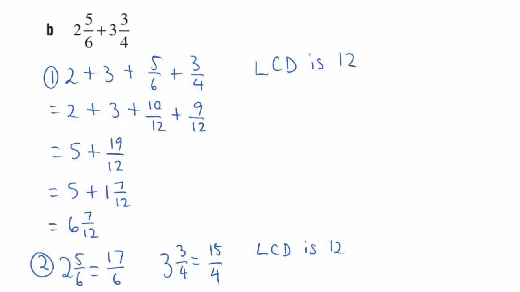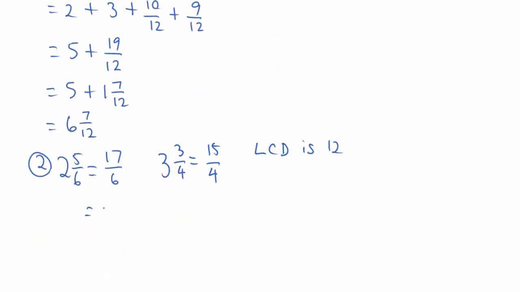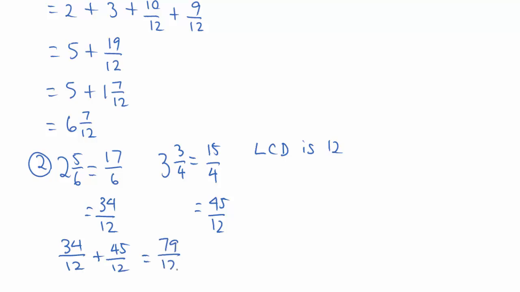So let's convert each of our fractions to have a denominator equal to 12. So 17 over 6 is the same as 34 over 12, while 15 over 4 is the same as 45 over 12. So now we just need to add them together. 34 over 12 plus 45 over 12 gives us our final answer of 79 over 12.